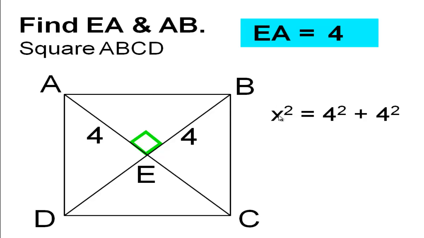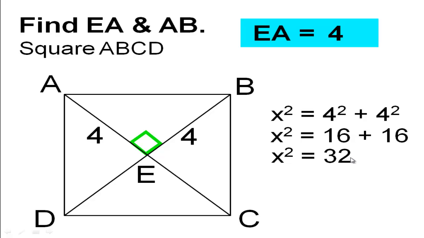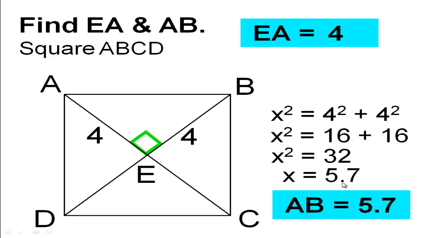And you have that x squared, which is your AB, or what you usually label as C, the hypotenuse, is equal to 4 squared plus 4 squared. And that comes out to be x squared is equal to 16 plus 16. X squared is 32. And with your calculator, you take the square root on both sides, and you get that x is 5.7. Therefore, the length AB is equal to 5.7, and there you have it.